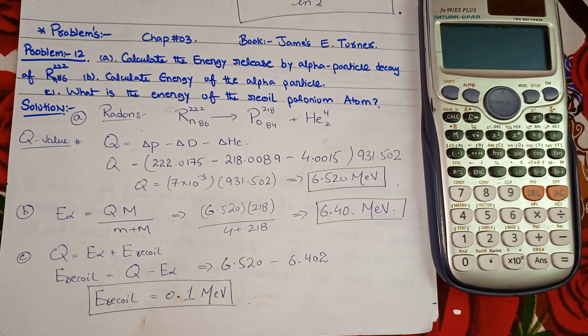Because our concern is to find the recoil energy, you know that the total energy is always equal to the sum of recoil and alpha energies. If you want to find recoil, it becomes Q minus E alpha. Q is what we found here, and E alpha is already given. After subtracting, you will get the energy of the radon, meaning the recoil energy equals 0.08 mega electron volts. Okay, now let's move on towards our next problem.